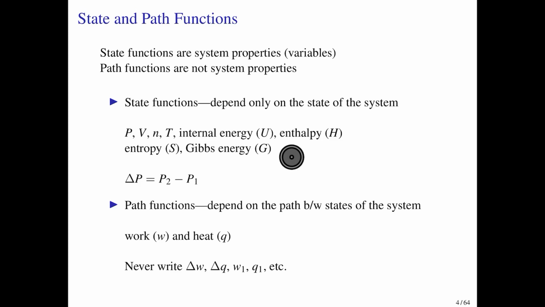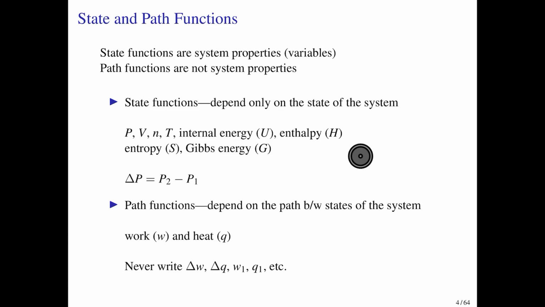One thing about state functions, since they only depend upon the state of the system, you can calculate the change in a state function by taking the value of the state function at the final state minus the value of the state function at the initial state. And we use this notation delta to represent a change in a state function. So the change in pressure would be the pressure of the final state 2 minus the pressure of the initial state 1. You can do this for any of the state functions listed here.